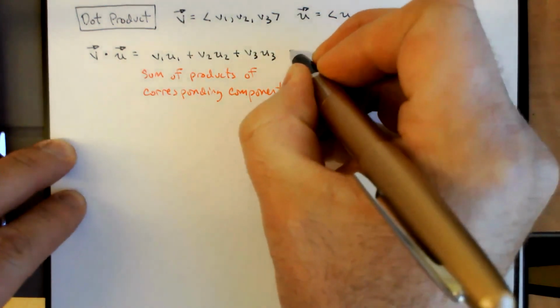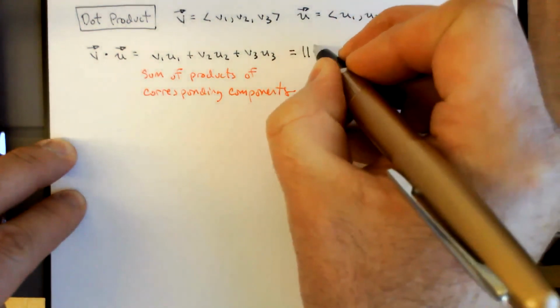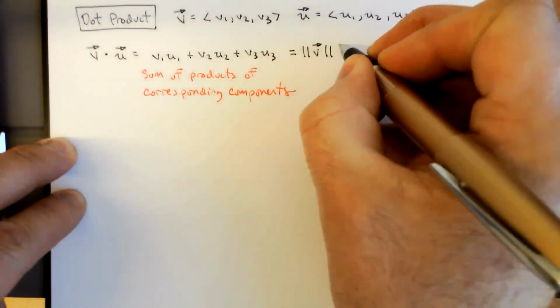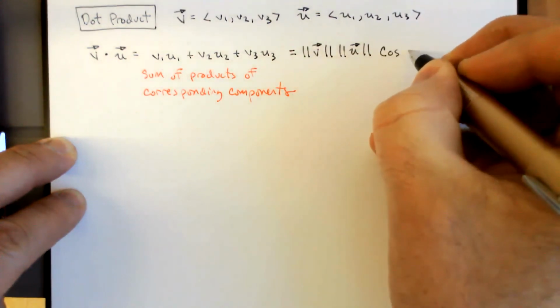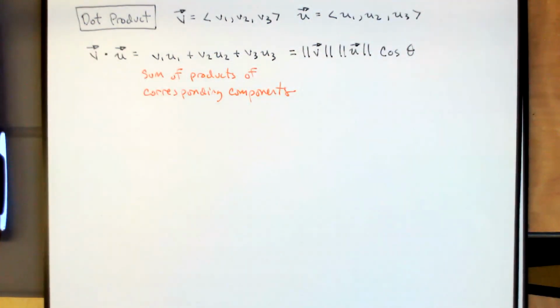The other way to calculate the dot product tells us why we might want to know the dot product. We could also calculate the dot product by taking the magnitude of V, multiplying by the magnitude of U, and then multiplying by the cosine of the angle between the vectors. Magnitude of V times the magnitude of U times the cosine of the angle between the vectors.